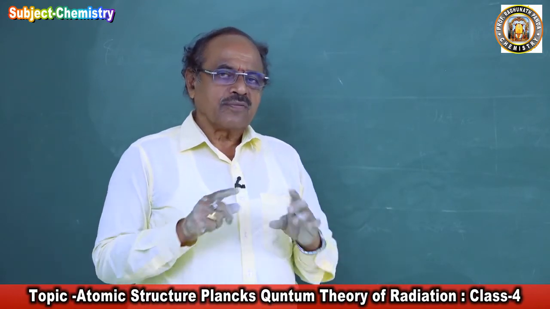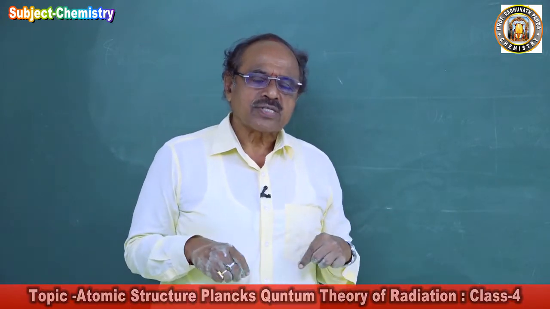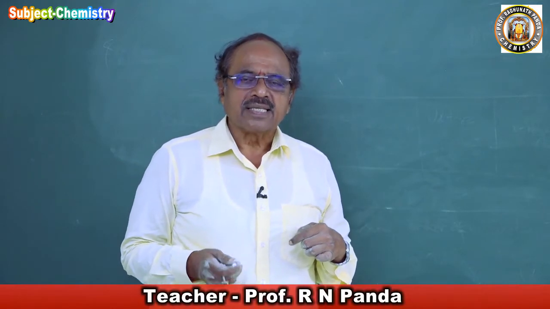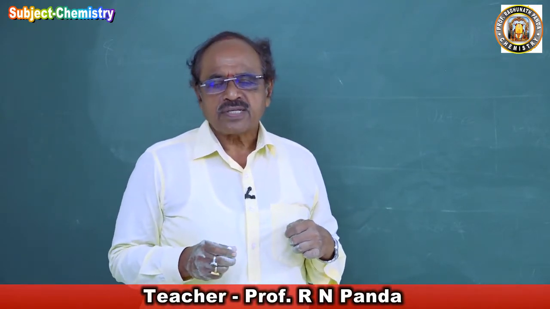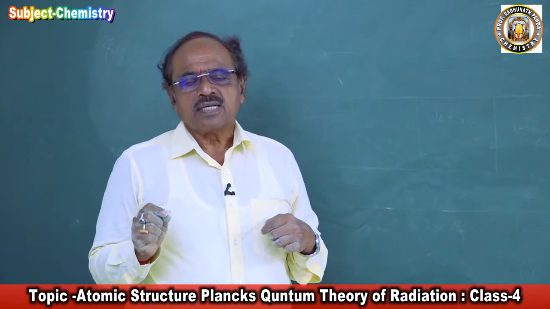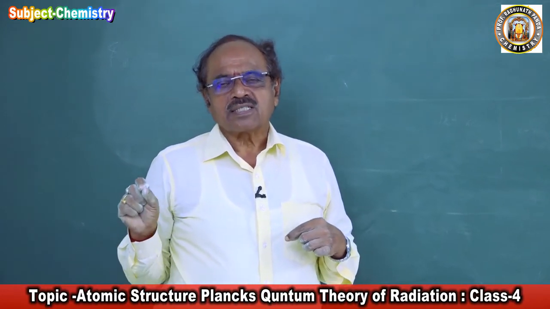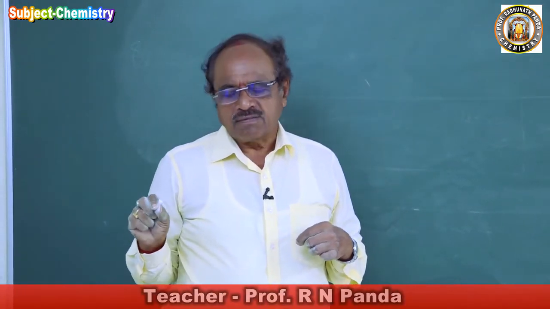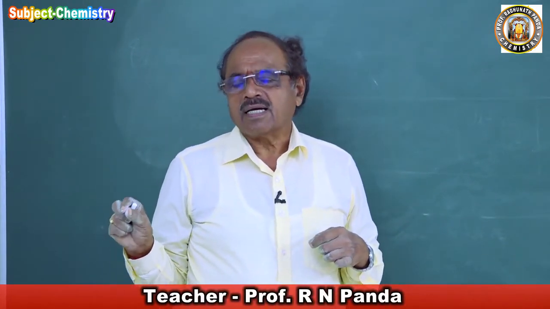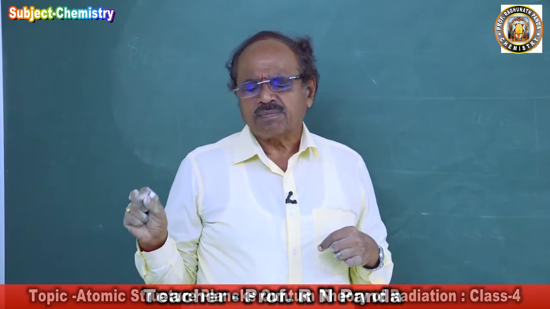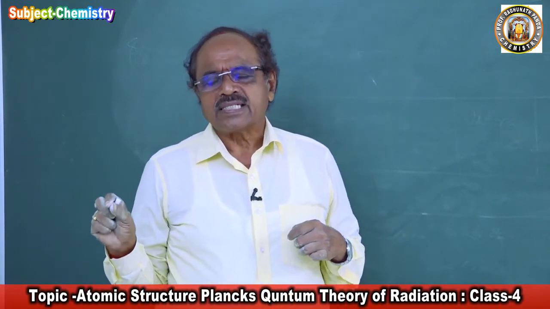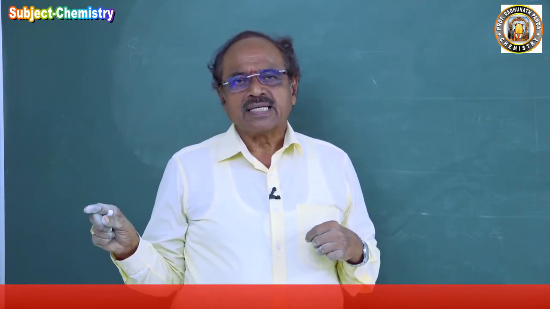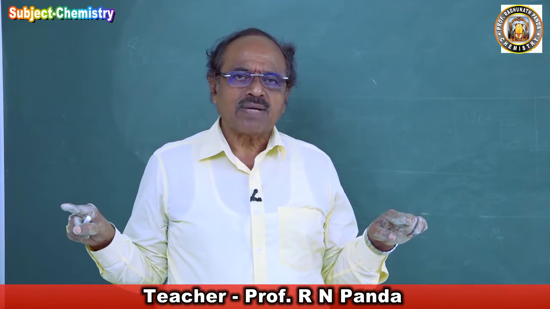Now coming to the different types of electromagnetic radiations, to remember them, I have told you RMI, VU, XYZ: the radio waves, microwaves, infrared waves, visible light, ultraviolet rays, then X-rays, gamma rays, and cosmic rays. So these are the different electromagnetic waves.